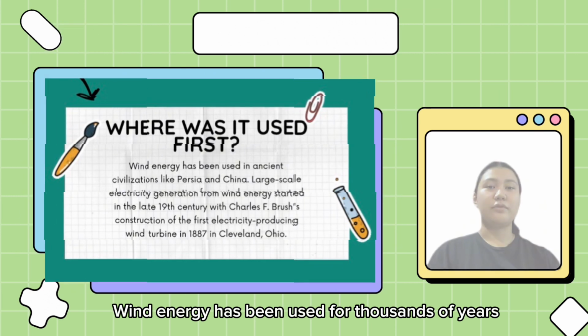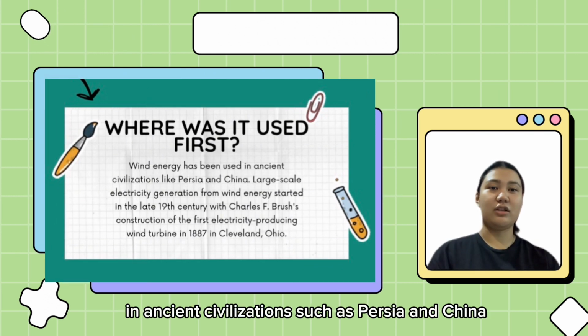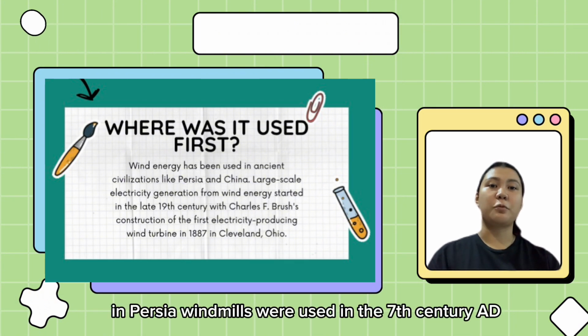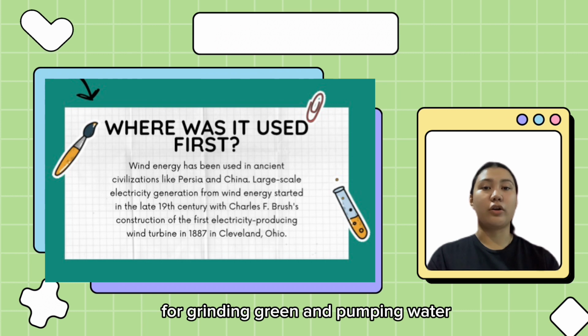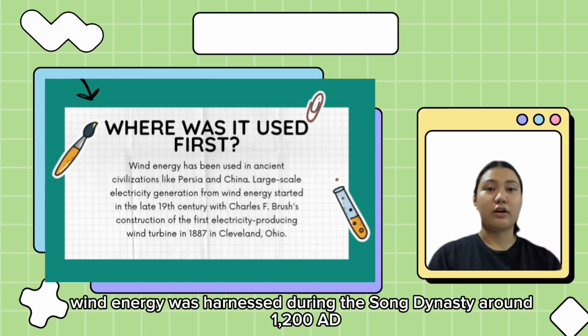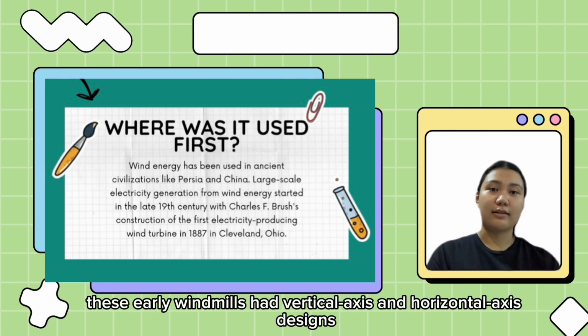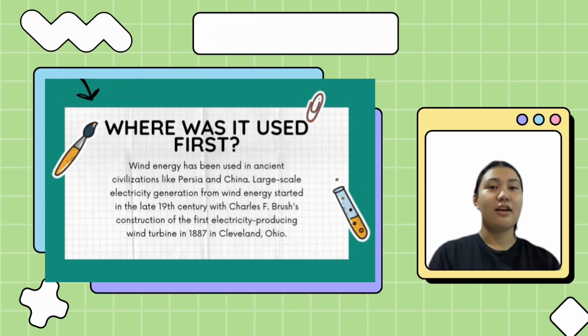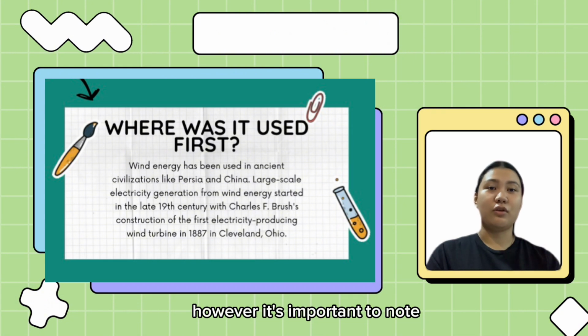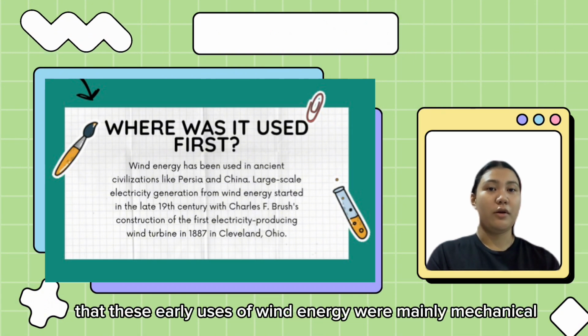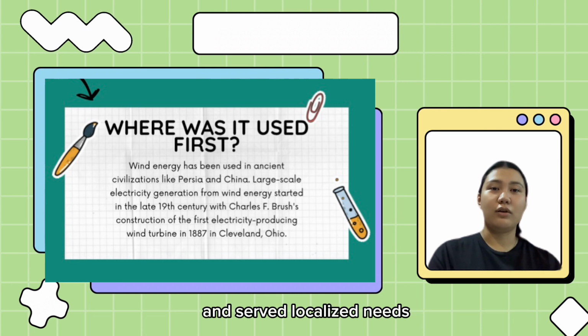Wind energy has been used for thousands of years in ancient civilizations such as Persia and China. In Persia, windmills were used in the 7th century AD for grinding grain and pumping water, while in China, wind energy was harnessed during the Song dynasty around 1200 AD. These early windmills had vertical axis and horizontal axis designs, respectively. However, it's important to note that these early uses of wind energy were mainly mechanical and served local needs.